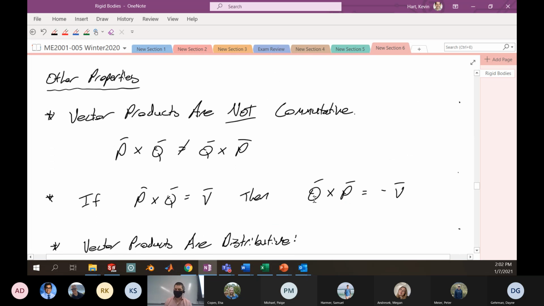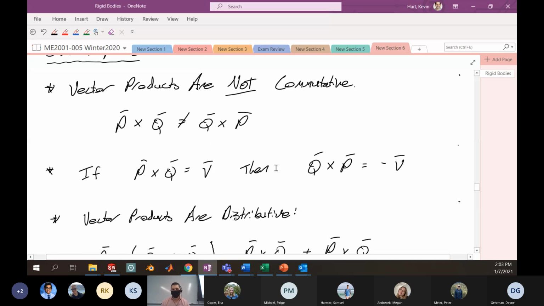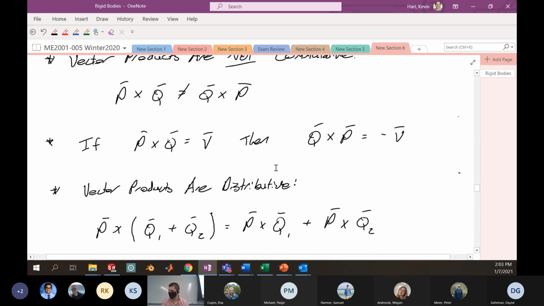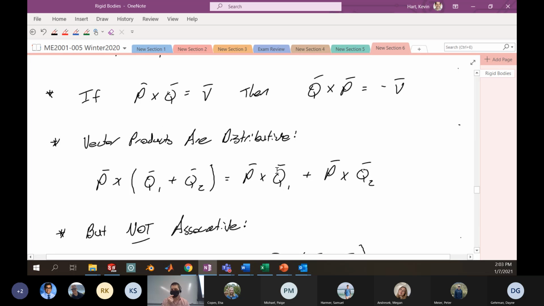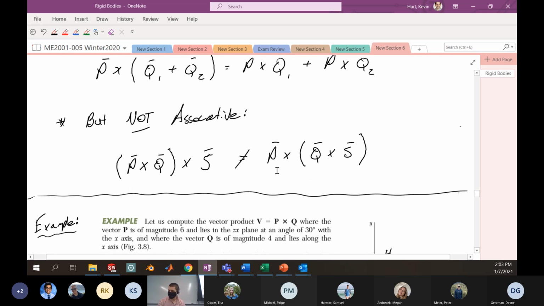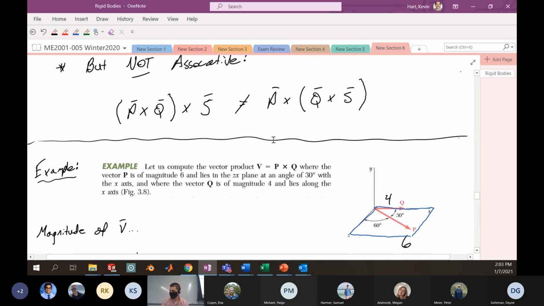We looked at other properties of the cross product, including that the cross product is not commutative, meaning P cross Q does not equal Q cross P. That's very important. In fact, P cross Q is negative Q cross P. They'll have the same magnitude, but their direction will be flipped because of the weird, wonky right-hand rule that you've got to follow. Vector products are distributive, which is an important characteristic, and we use that a little bit later. But it's important to note that they're not associative. So we talked about all this, and these are the properties that we have for our vector products.